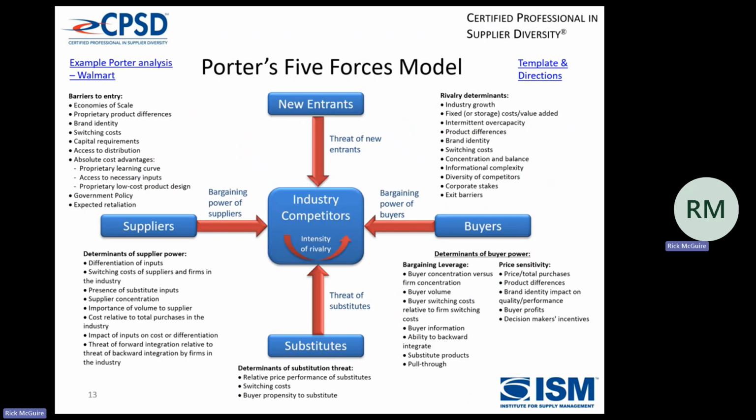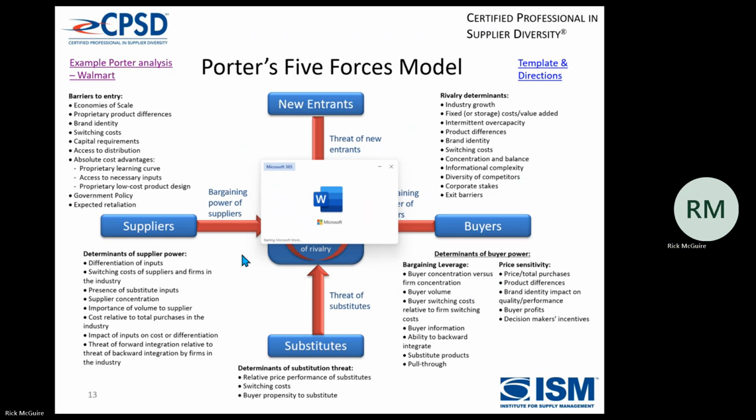This is Porter's five forces. This describes the five forces in Porter's. This is, I think, a Value Line example.